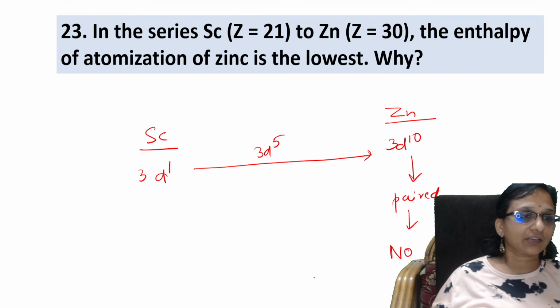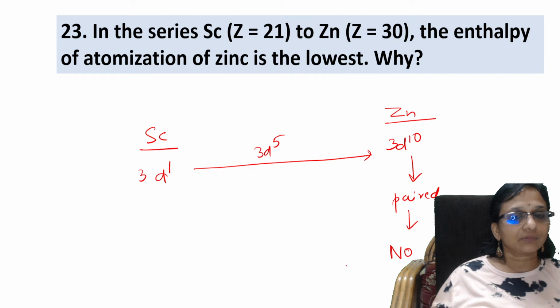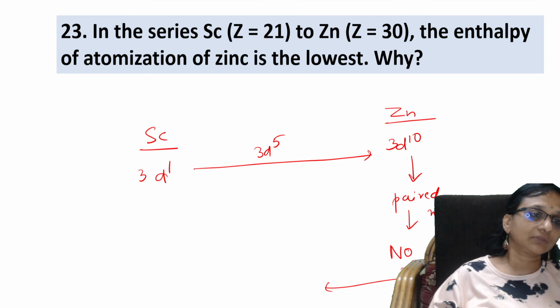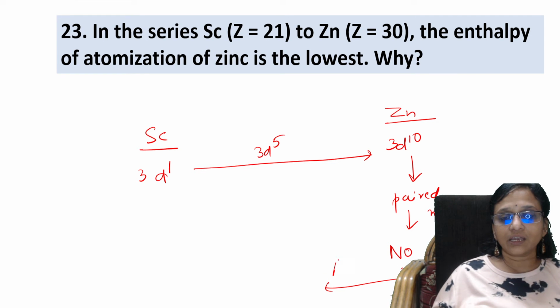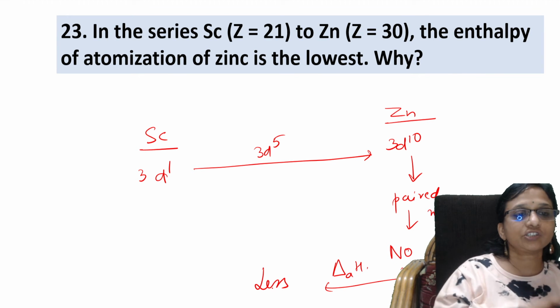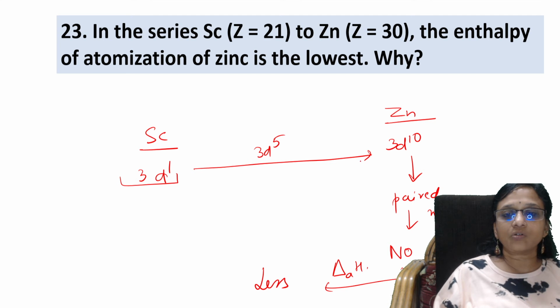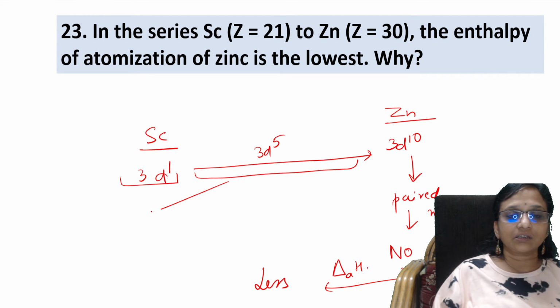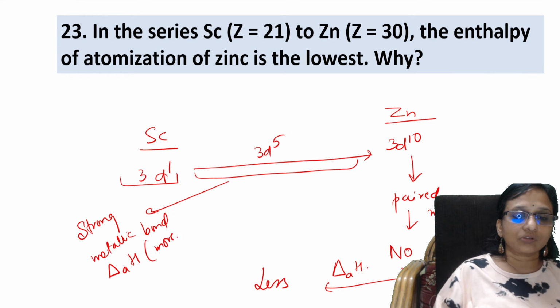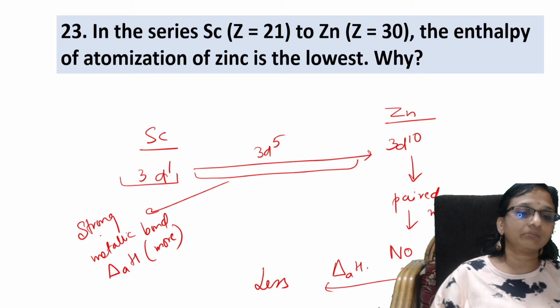Metallic bonding is this. So when there are no electrons to bond, what is going to happen? When there is no metallic bonding, the enthalpy of atomization will be less, because I can apply less energy to break it. But in all the cases from here till here, you have strong metallic bonds, so the enthalpy of atomization will be more. For zinc, it is less because there is no metallic bond.